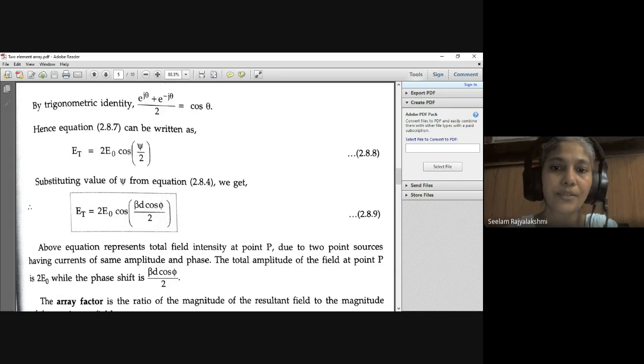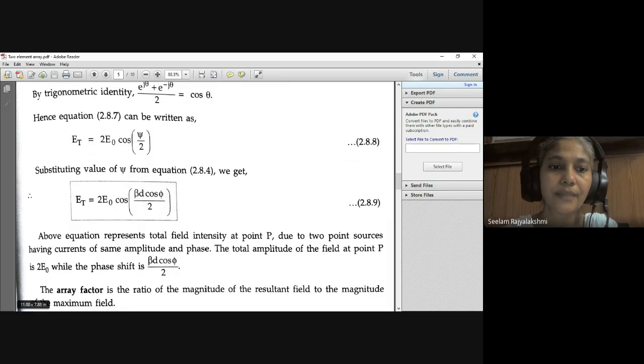So the total amplitude of the field at a particular point P is given as 2 E_0, while the phase shift is β d cos φ / 2. That means in this equation, 2 E_0 is the total amplitude and the phase shift is β d cos φ / 2. The array factor is the ratio of the magnitude of the resultant field to the magnitude of the maximum field.